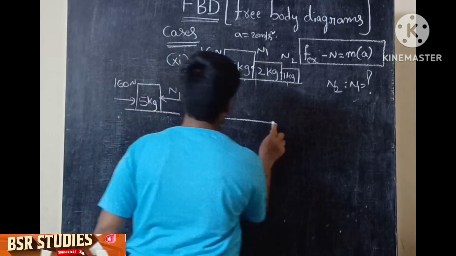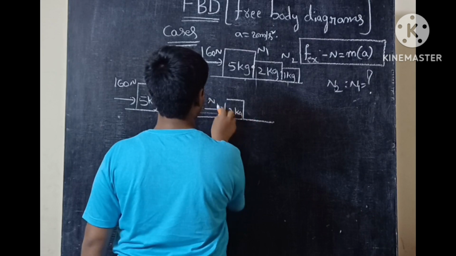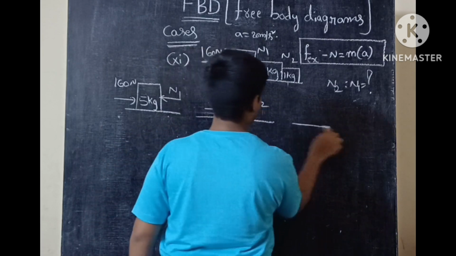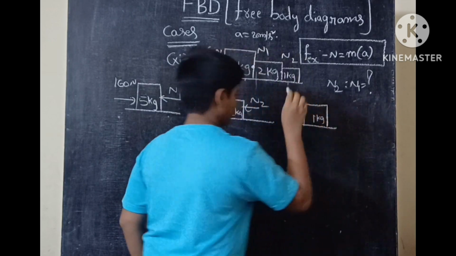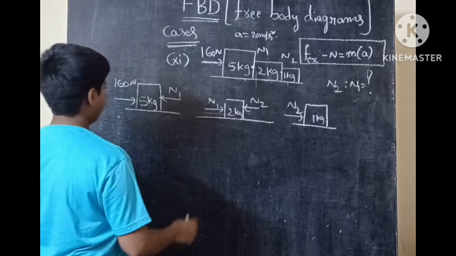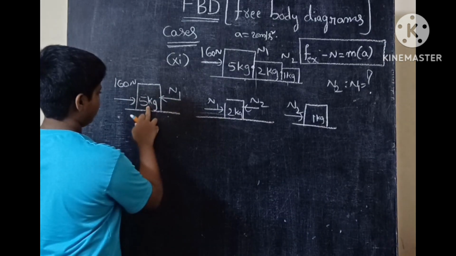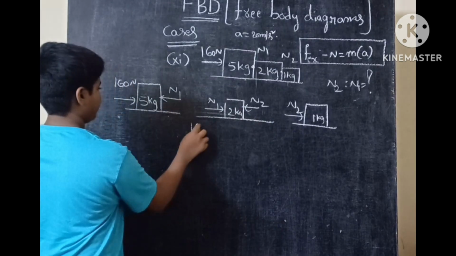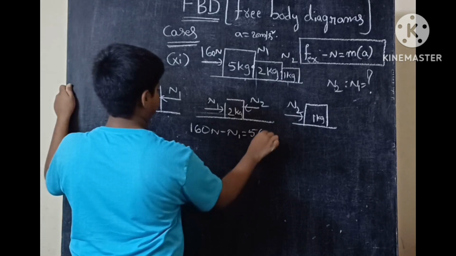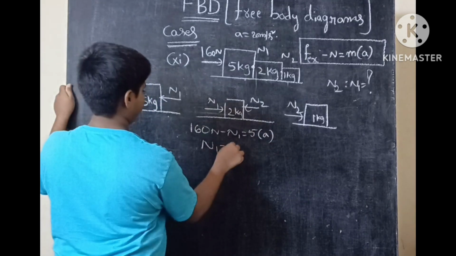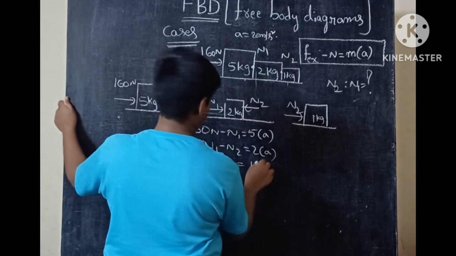If I isolate the 3 bodies, this is 2 kg, N1, and this is N2. If I take 1 kg, here N2. Okay, so write the FBD equations: external force minus normal is equal to mass times acceleration. So 160 newtons minus N1 is equal to 5a. N1 minus N2 is equal to 2a. N2 is equal to 1a.